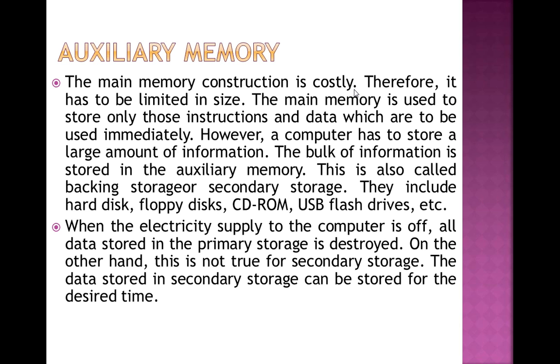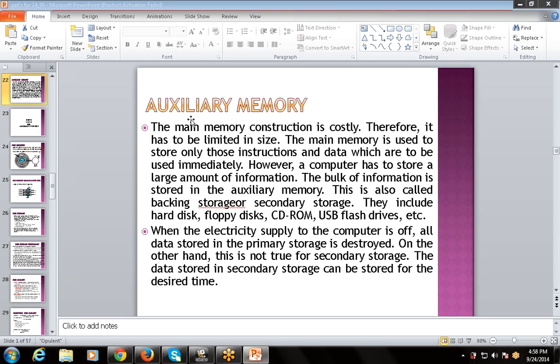Then next is the auxiliary memory. Till now we have discussed the main memory and its types like ROM and RAM, and there are multiple types of RAM also, and ROM also. Now the next part is the auxiliary memory, that is the secondary memory. The main memory construction is costly, therefore it has to be limited in size. This says the main memory is of limited size because it is very costly. That's why we use the next memory, that is the auxiliary memory.